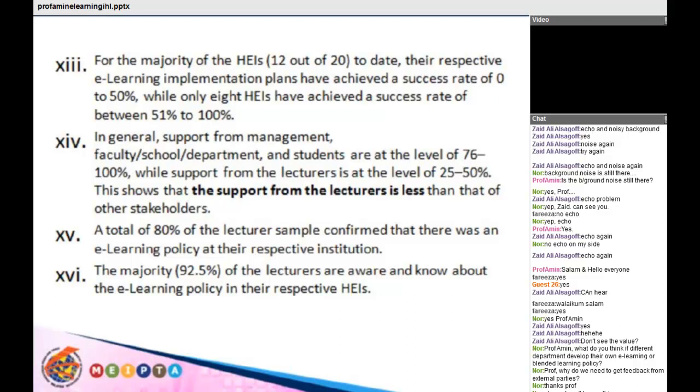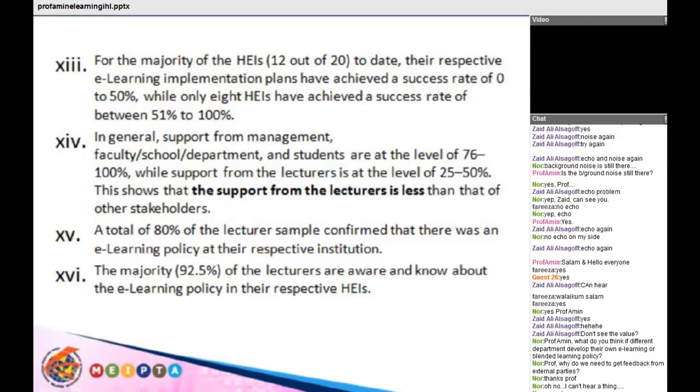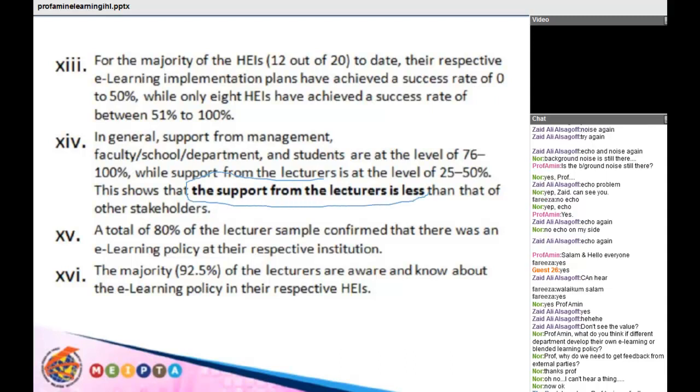In terms of supporting the policy, we asked some questions of the management, especially the e-learning coordinators at the universities. They said that they don't have problems from the management, they don't have problems from the students, but they get a lack of support from the lecturers.